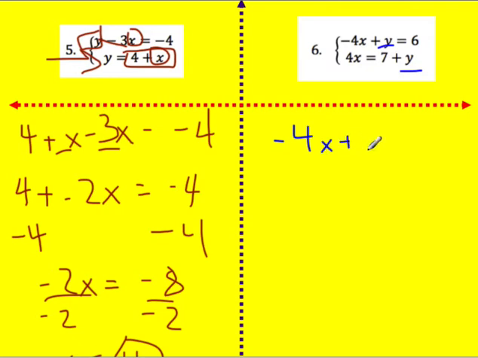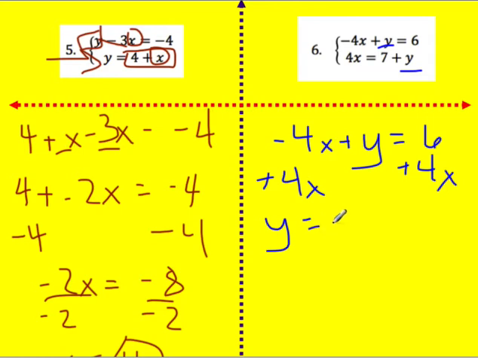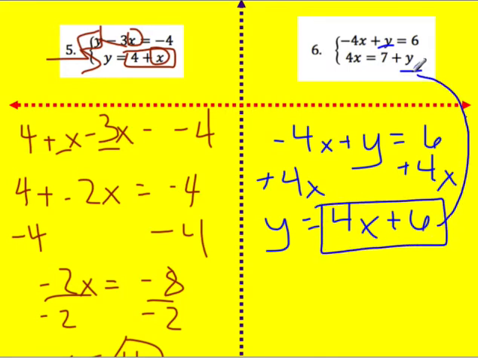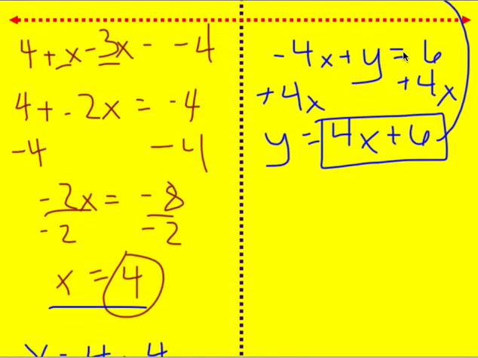So negative 4x plus y is equal to 6. So in order to solve that for y, I'm going to go ahead and add 4x to both sides. So then I get that y is equal to 4x plus 6. So that means y and 4x plus 6 are the same thing. So now I'm ready to substitute that in. So where I see y out here, I'm going to substitute that y out. Again, you want to make sure you plug it into the other equation.